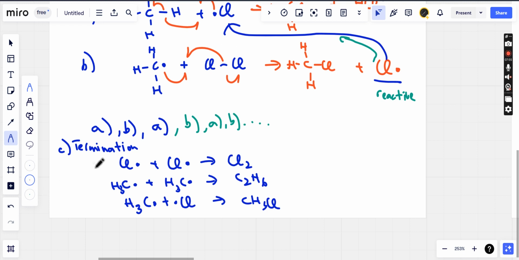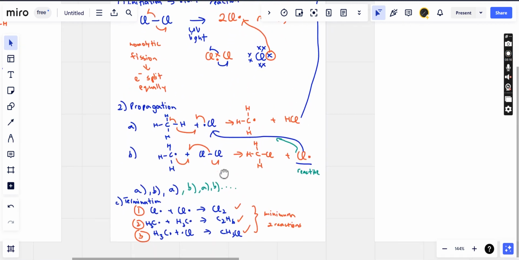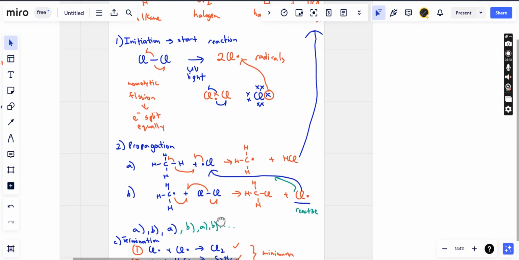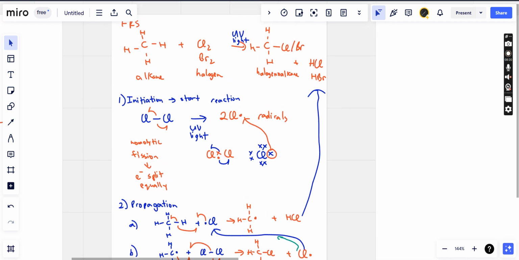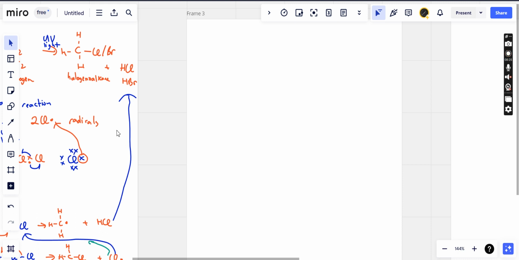Or you can even form your product by using H3C radicals colliding with Cl radicals to form your CH3Cl. And for a lot of schools, what they enforce is that you write a minimum of two reactions for termination steps. So just pick any two out of the three here, and you are good to go. Okay, so this is the most important reaction for the FRS for the A-level syllabus.